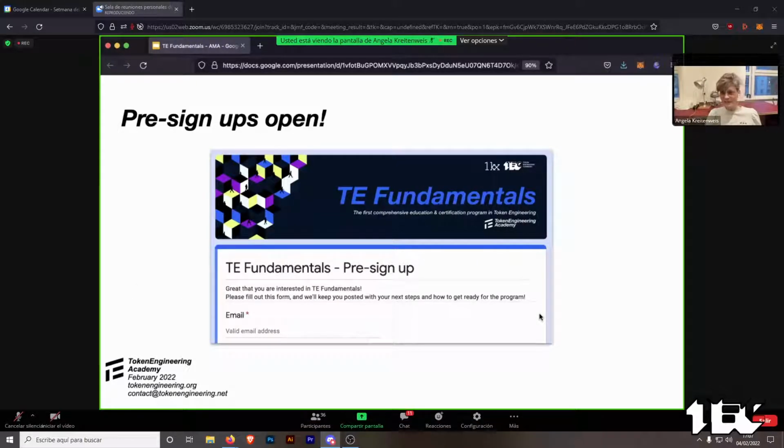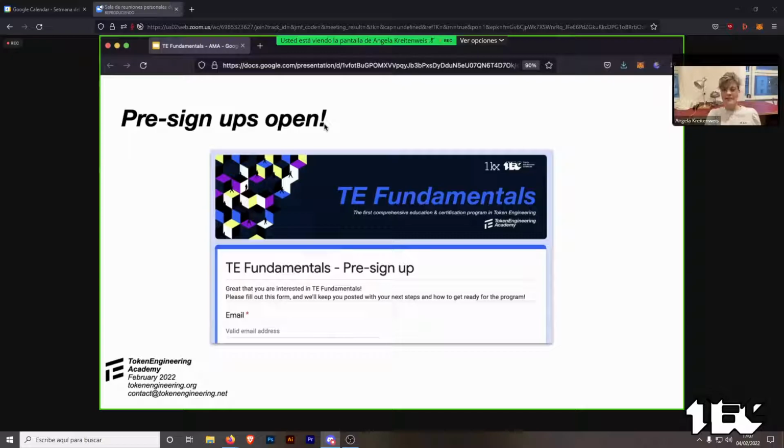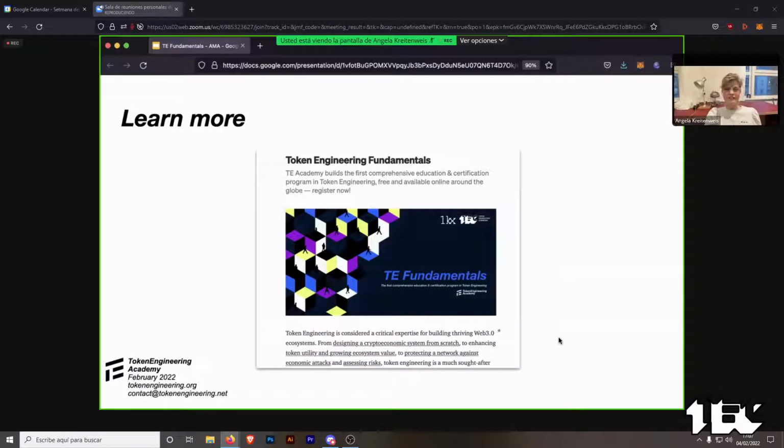And pre-signups are open. So you can now sign up for TE Fundamentals, meaning you are signaling interest. The course is not available yet. It will be available in Q3 2022. So we are currently building it, but we are working towards the course launch with some very particular activities for students. And you'll learn more about that in a minute. And if you need more details in reading, or if you'd like to share it with others, there's a Medium article as well. Maybe Patty, you can drop both of these links into the chat.